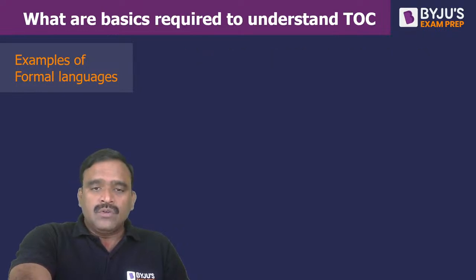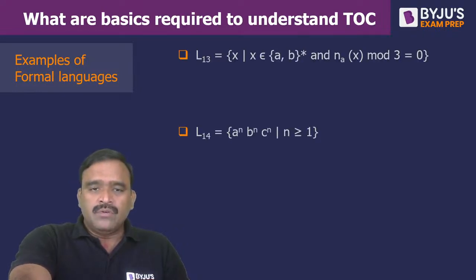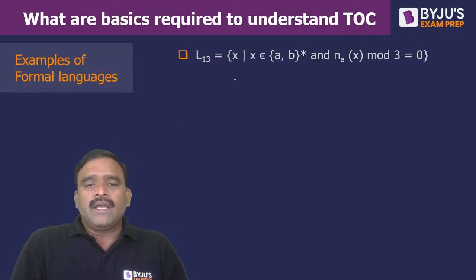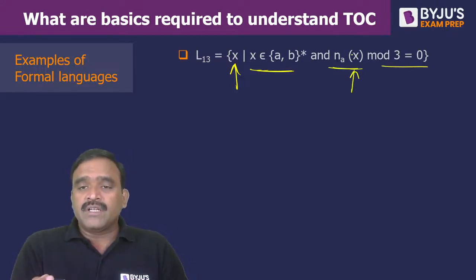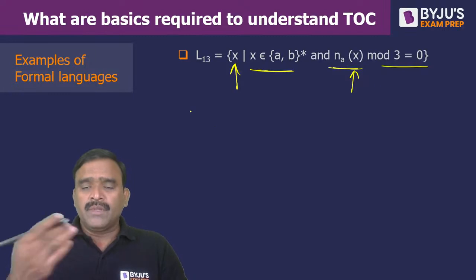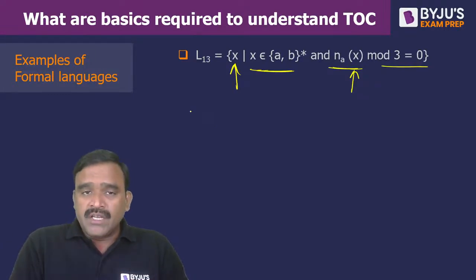And L13. So like that, so many languages you have to analyze. L13: strings X, where X is a combination of A's and B's, such that the number of A's in X mod 3 equals 0, meaning the number of A's present in every string should be a multiple of 3. And nothing was mentioned about B's.